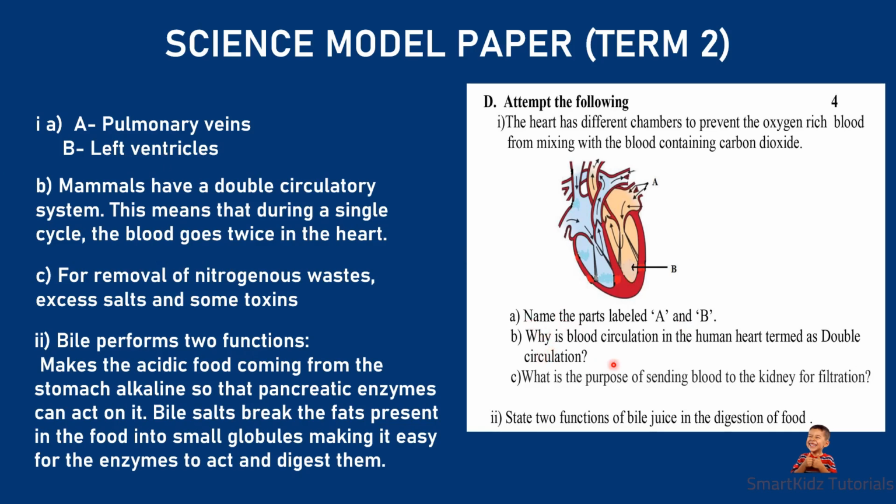B, why is circulation in the human heart termed double circulation? The answer is given here, but I'll just explain it to you. If we begin with oxygenated blood, since we are on that topic, blood enters from the lungs into the atrium, moves to the ventricles, and then is pumped out to the rest of the body.